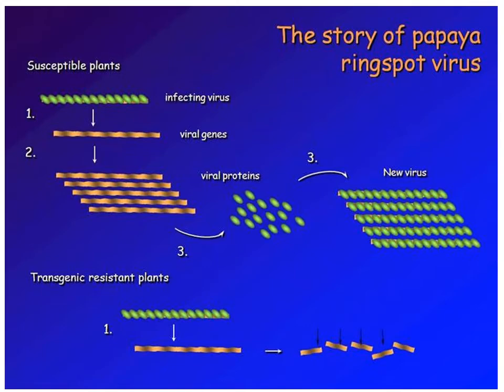A virus, as you know, is simply a packet of genes surrounded by a protein coat. Coat proteins are represented on this slide here by the green ovals.